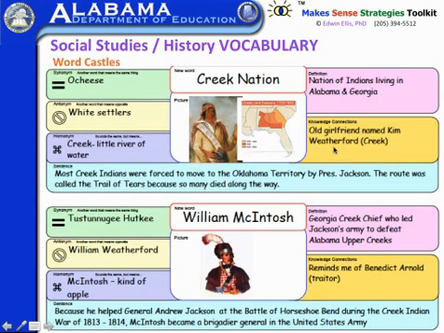Synonym, Ochese, which is another word for the Creeks. The antonym, the opposite, would have been the white settlers. Homonym, a word that sounds the same but means something different, of course: creek, as in a little river. Sentence: most Creek Indians were forced to move to the Oklahoma Territory by President Jackson. The route was called the Trail of Tears because so many died along the way.